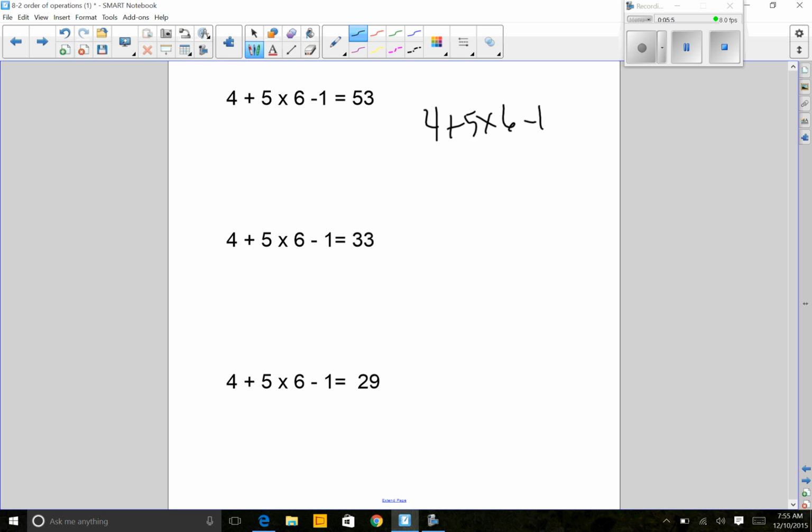Okay. There are 3 different places I can put parentheses here. I can put parentheses around the 4 and the 5. I can put parentheses on the 5 and the 6. I can put parentheses on the 6 and the 1. Each one is going to give me a different amount. And one of them is 53, one of them is 33, one is 29, if I did my math correctly. So let's start by putting them over the 4 and the 5. If I did that, then I would have 9 times 6 minus 1, which would be 54 minus 1, which would be 53. So in this case, that would make that true.